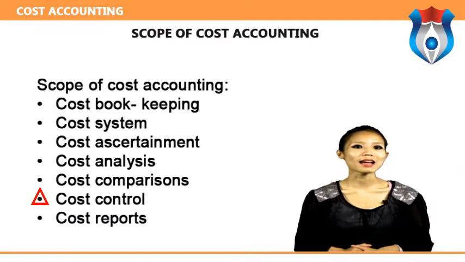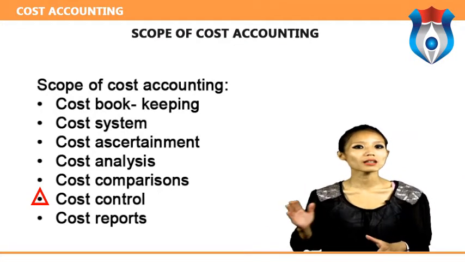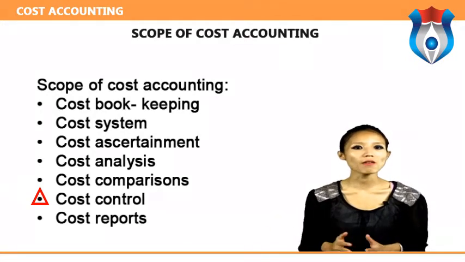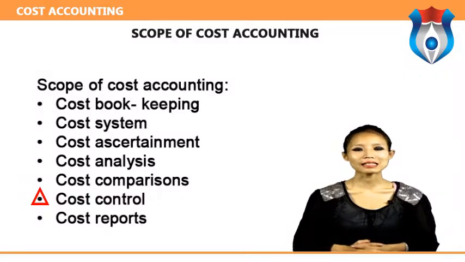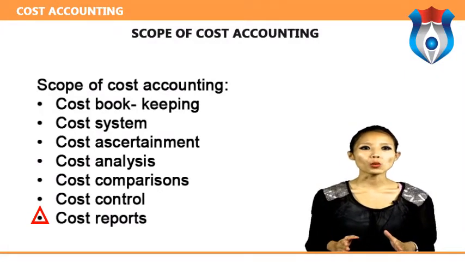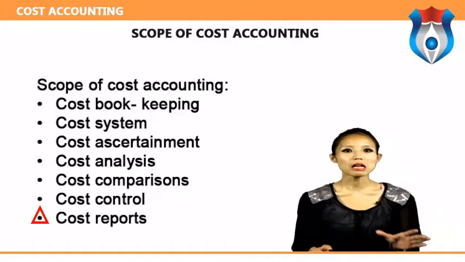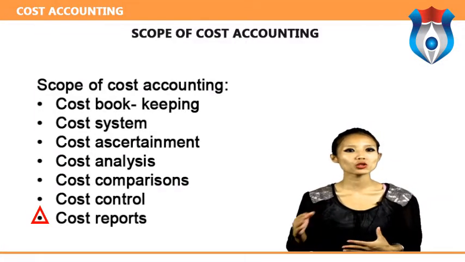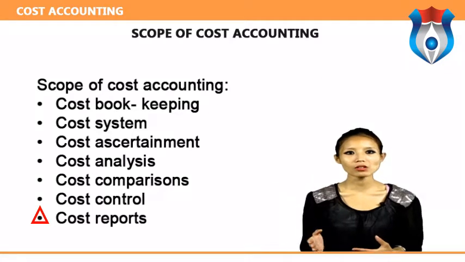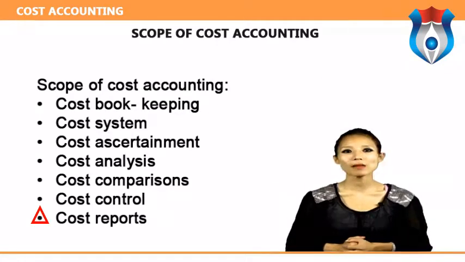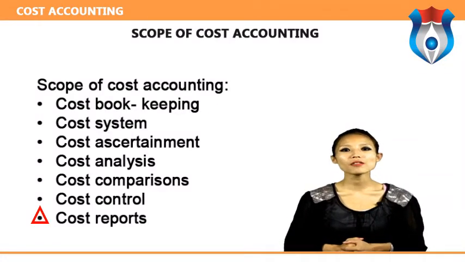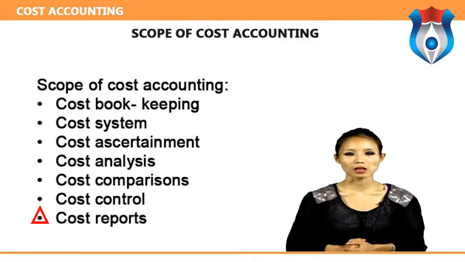Thus, we can state that cost is analyzed to show whether the current level of cost is satisfactory in the light of standards set in advance. Cost reports. Presentation of cost is the ultimate function of cost accounting. These reports are primarily for use by the management at different levels. Cost reports form the basis for planning and control, performance appraisal and managerial decision making.